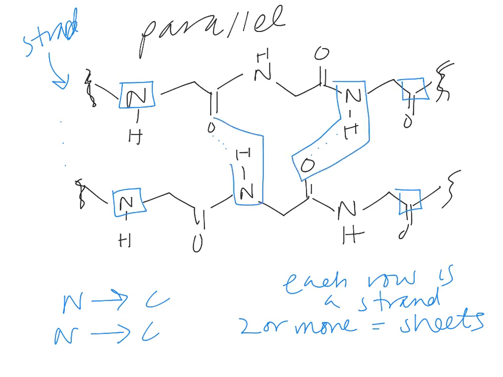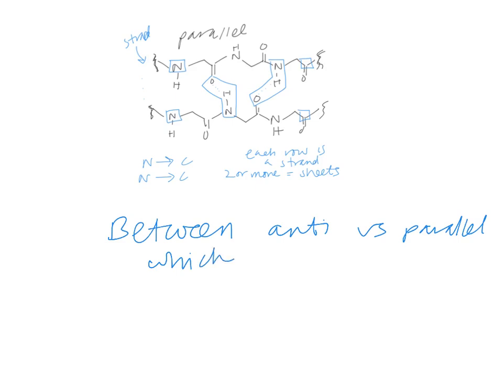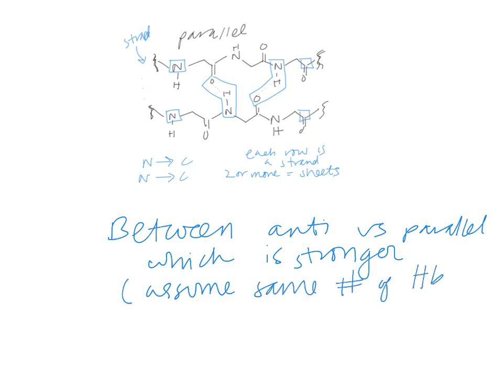So these are the hydrogen bonds in the parallel sheet that are actually at a kink. So if I asked you the question, between the anti-parallel and the parallel sheets, which is stronger? So the question is, between anti-parallel versus parallel, which, assuming the same number of hydrogen bonds, is stronger?